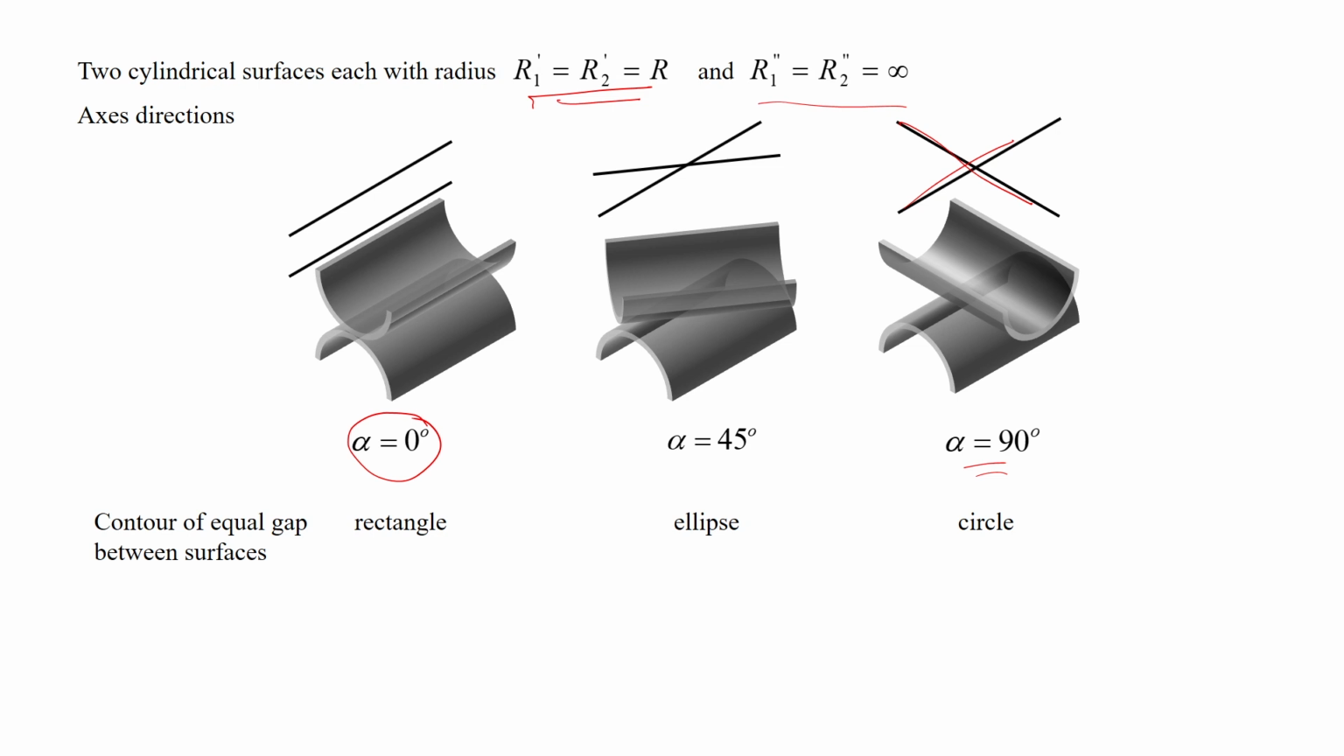Now, what will the gap look like, this contour of equal gap between the surfaces? We can use our common sense, and that suggests that if I look from the top, I will see a rectangle for this case over here. On the other hand, for this one I will possibly see an ellipse, and if I look at this one, I will actually get a circle. So, we will prove that this is the case with a small example.